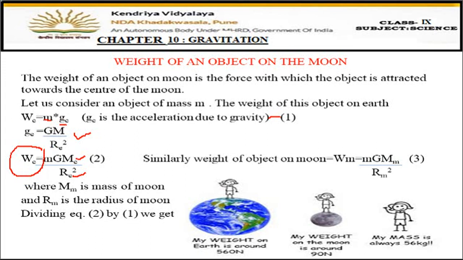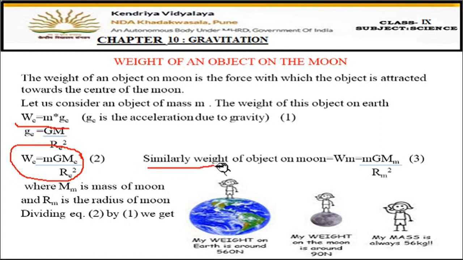Okay, I think this is not very difficult for you, because what we have done is just taken the weight formula, weight is equal to mg. Now we are using e because this is the object which is present on the earth. So W is equal to mg and g is equal to capital G into capital M upon r square. So just we have put the values, and this is the weight of the object on the earth.